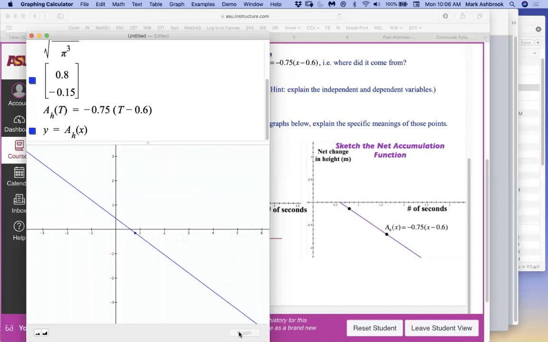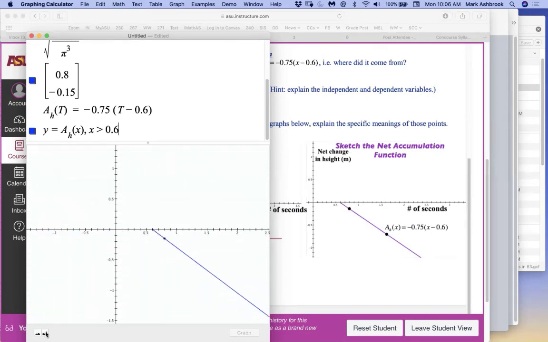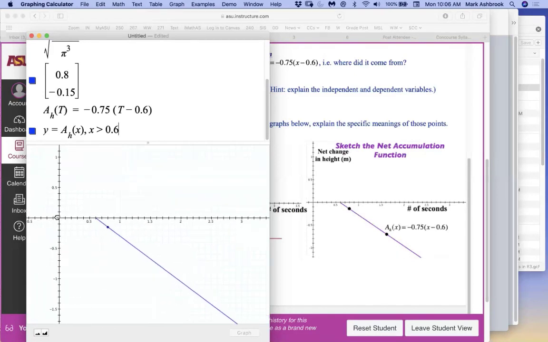Now it shows up. But we only care about this function for values of x greater than 0.6, because this is the net accumulation starting from 0.6. So I can put a comma after my graphing line and say I'm just interested in x greater than 0.6, and it'll only graph it for those values. Now this is getting a little tight here. I want to zoom in on this. Down here in the lower left corner, you can zoom out and zoom in. So I'm going to zoom in. And that's looking a lot more like the graph that I gave you.